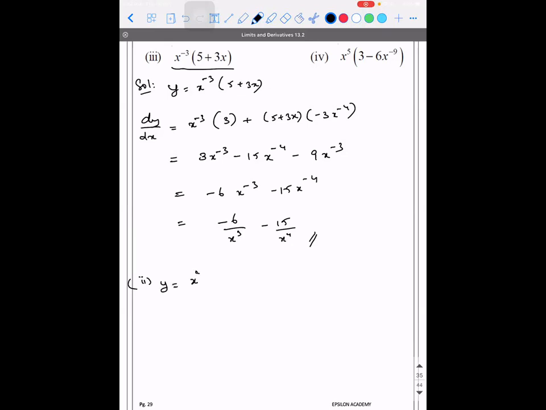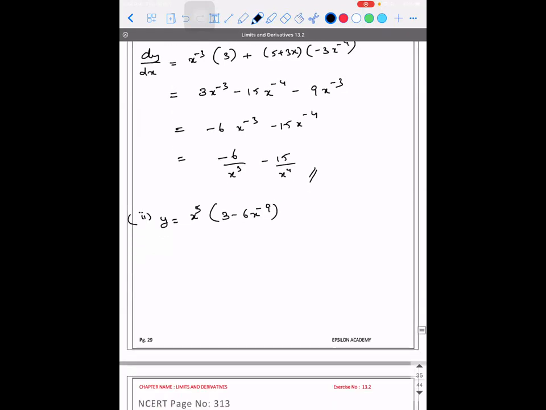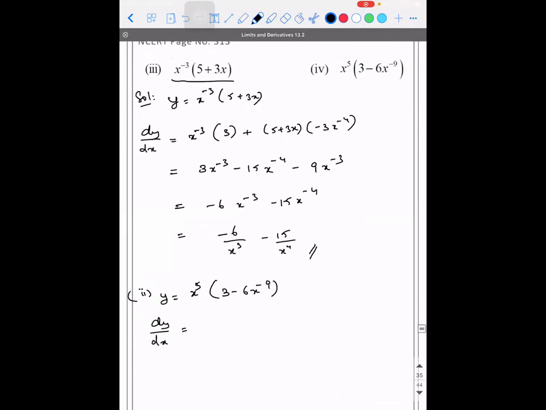Next, x power 5 into 3 minus 6x power minus 9. So what is dy by dx? I have a doubt in the previous question, sir. Yeah, tell me. The answer behind it is given as minus 3 by x power 4 into 5 plus 2x. Tell me again. Minus 3 by x power 4 into 5 plus 2x. They have given it like this.